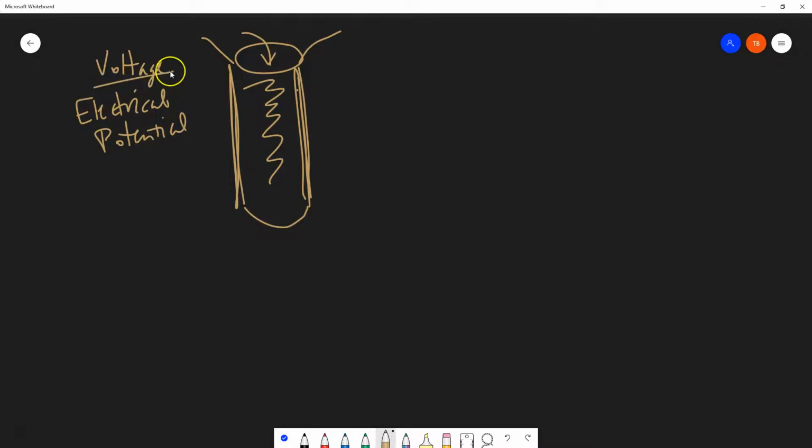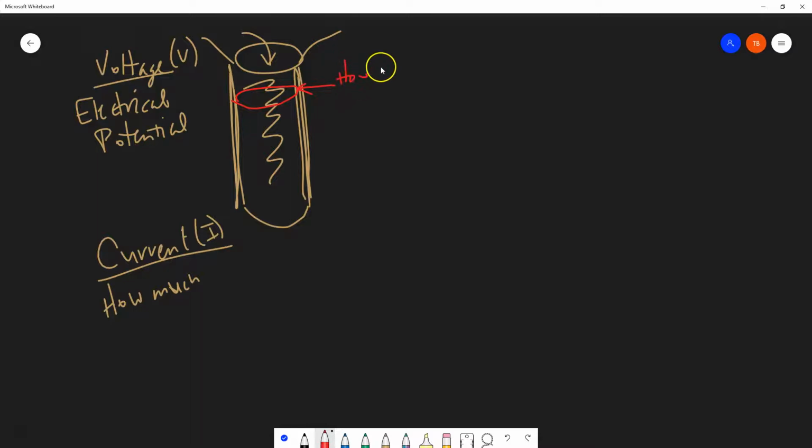So the second term that we were introduced to was the current. And current is with the symbol I. Voltage, remember, had the symbol of V. Current is the measurement of how much electricity is flowing. So to demonstrate this, we're going to put a sensor, let's say right here in the middle of this tube, and the sensor is going to measure how much water passes.